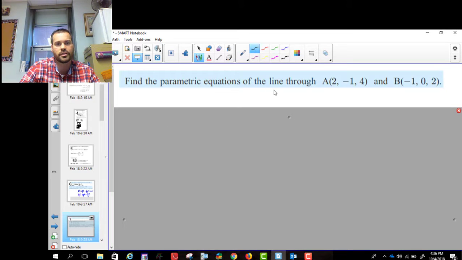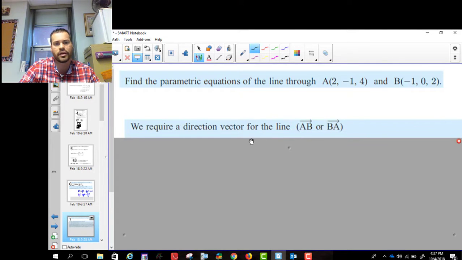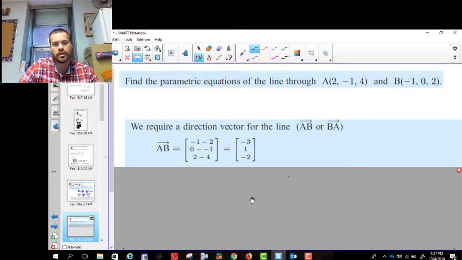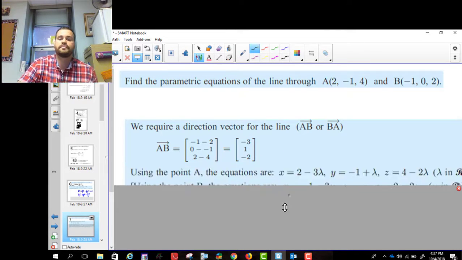All right, here's another example. It says find the parametric equations of the line through these 2 points. We want to find the direction vector. The direction vector is the vector AB. It's a little weird with the terminology, but you're looking for the vector AB or BA. It doesn't matter which one, but we're going to find AB. We just go B minus A. So minus 1 minus 2, 0 minus minus 1, and 2 minus 4, and we get our vector AB.